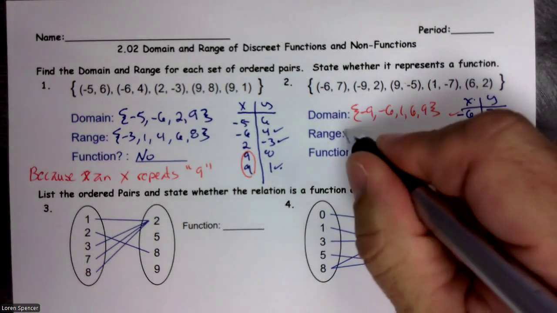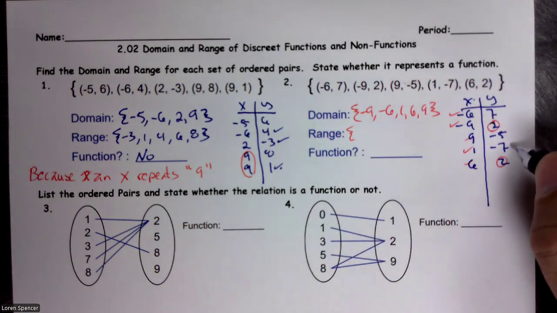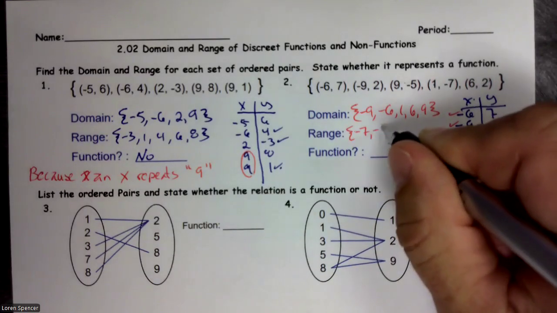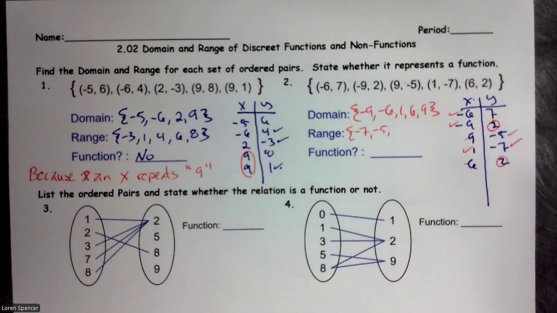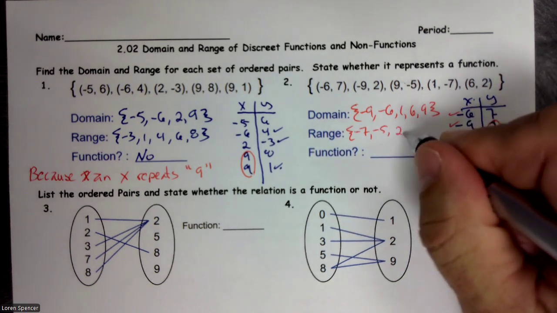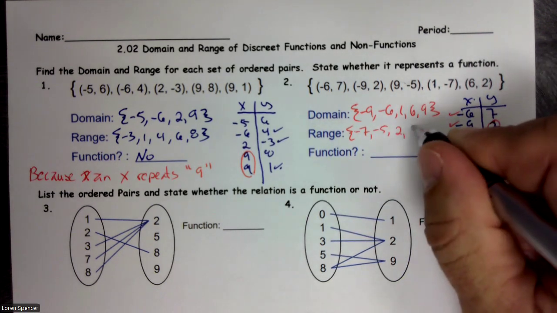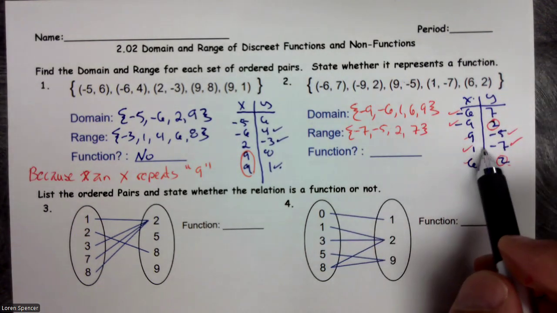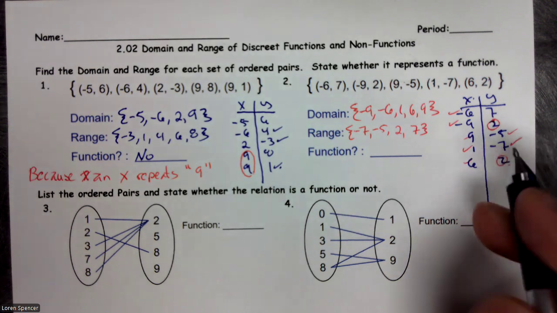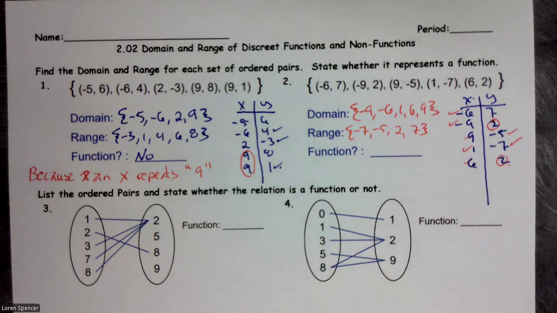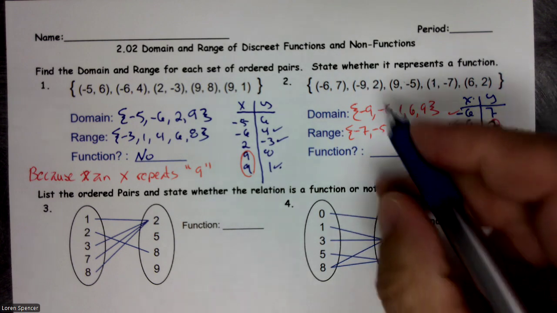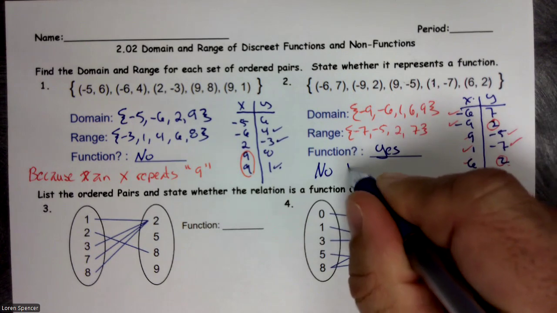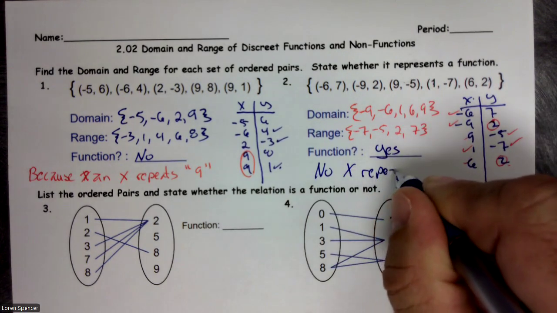When we go to the range, starting with the smallest, we're going to go with -7, then -5, then 2. We only need to write one of them. And then we have 7. Is it a function? We know the y's repeat, but no x's repeat. So the answer is yes, it is a function. Why? No x repeats.